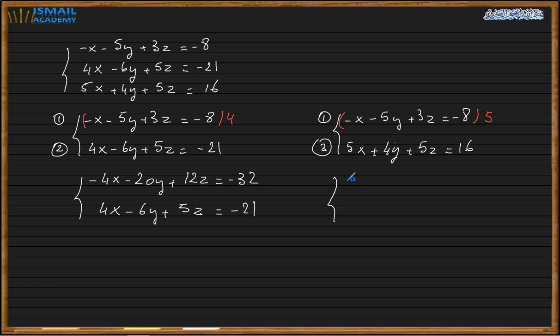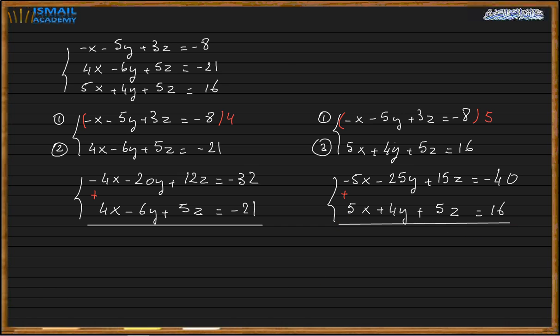Here again I will have minus 5x minus 25y plus 15z equal minus 40. And here we have 5x plus 4y plus 5z equal 16. So what I do now, I want to eliminate x. Same coefficient, different sign, I add. Same coefficient, same sign, you subtract. Here the same thing, I will add.